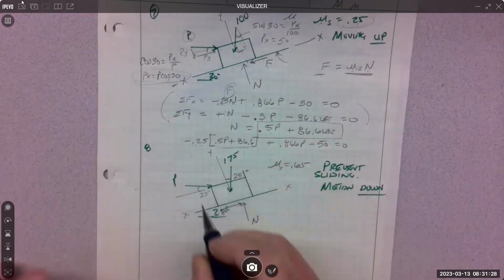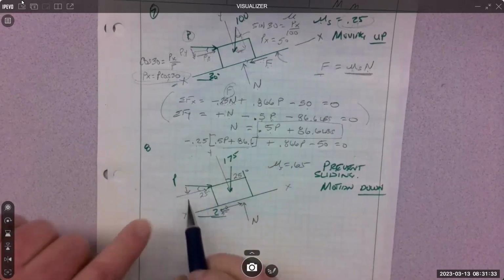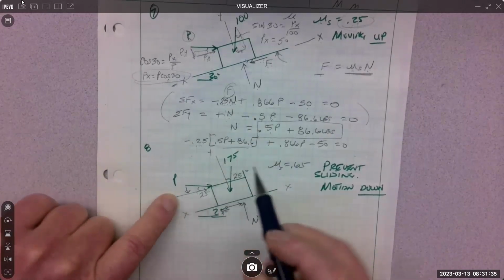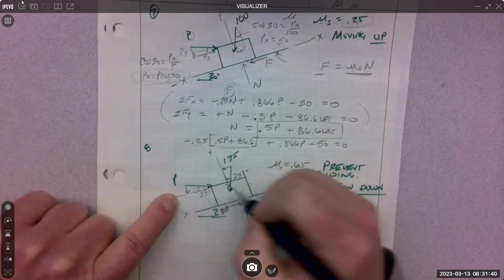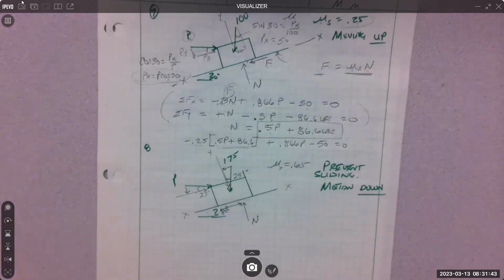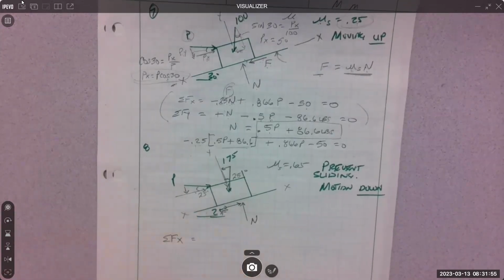And then I put my components in and try to get their directions. So remember, the components are going to go together tip to tail, and then end at the tip of the hypotenuse. Once you get all those in, then you can just apply your equations again. Sum of forces in the X, and we're going to put it in terms of P and in terms of N. That's going to be our target again.